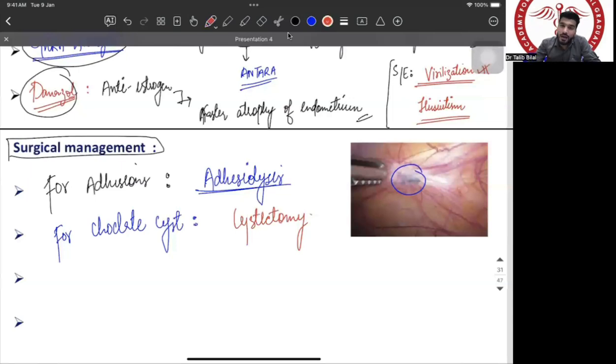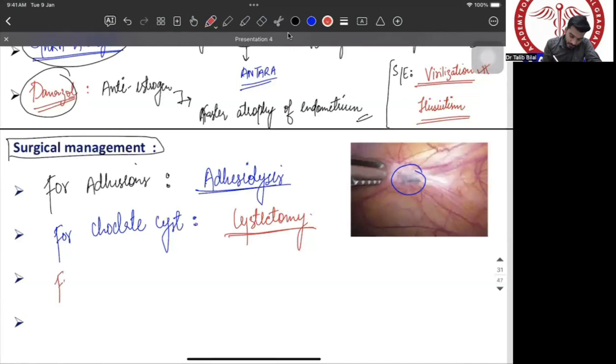And a question was asked: what is the ideal treatment for a recurrent chocolate cyst? That is an FMGE recall, January 2023. Your simple answer is cystectomy. They will write cyst ablation, cyst thermal laser. Okay, the correct answer is going to be cystectomy.